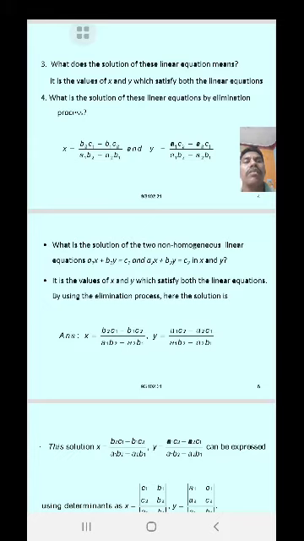What is the solution of these linear equations by the elimination process? x equals b2c1 minus b1c2 by a1b2 minus a2b1, and y equals a1c2 minus a2c1 by a1b2 minus a2b1.